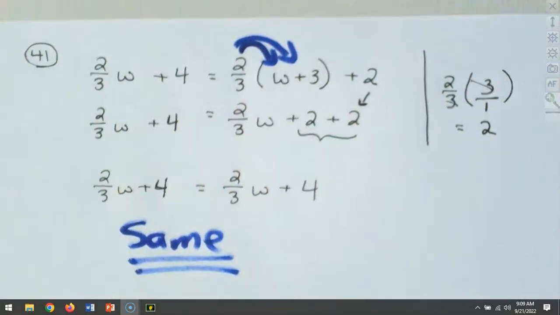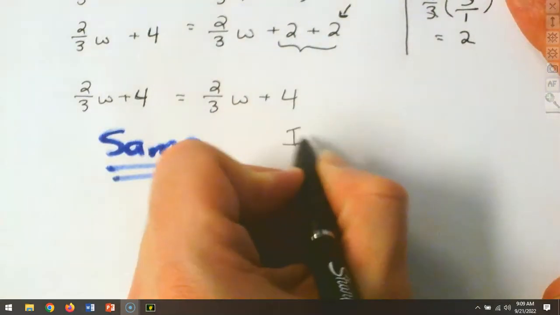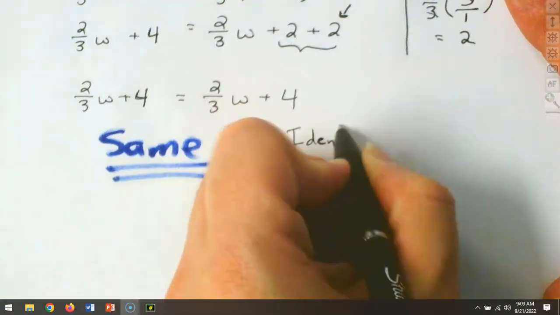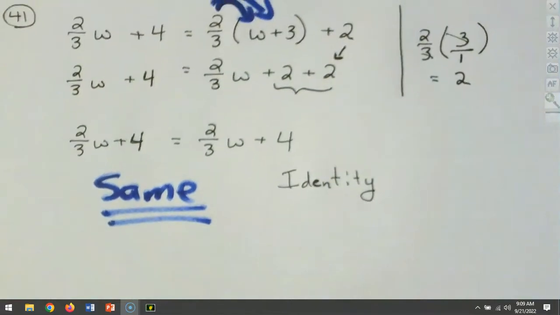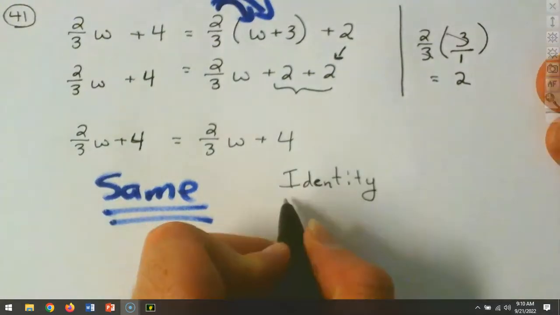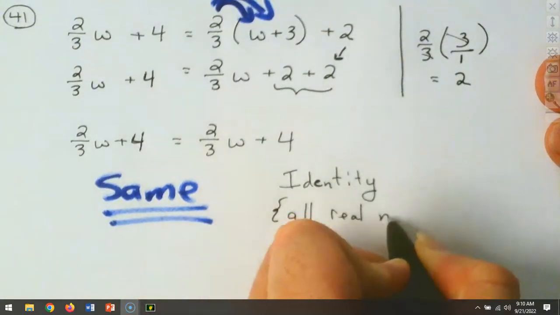When they are exactly the same, we have a special name for it. We call it an identity. Remember identity when we looked at those properties? Right? Remember last time when we looked at the properties in 1.7 and 1.8. When we talked about the identity means they're the same. If the left and the right are exactly the same, then it is called an identity, and the solution set is all real numbers.